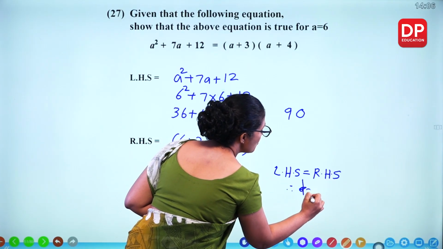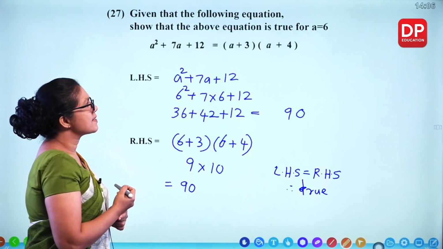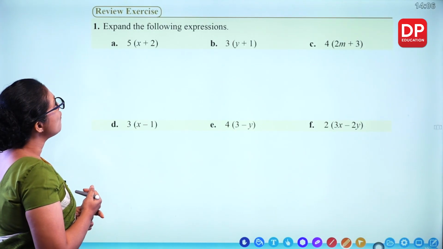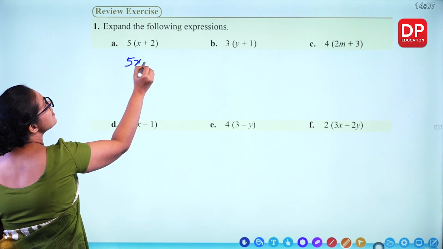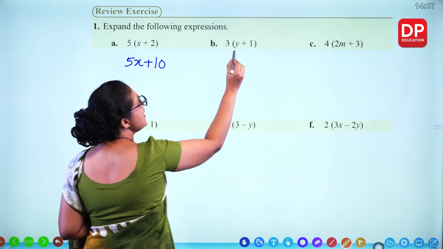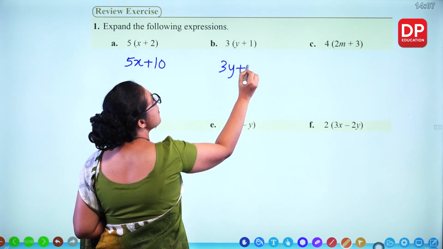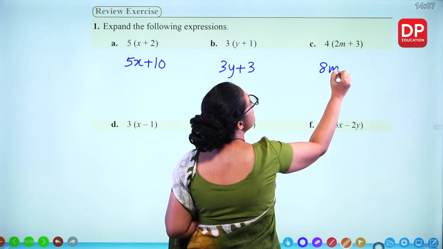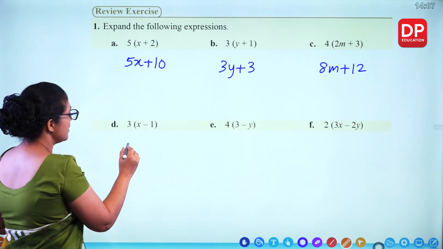True, we can write true for a equals 6. Review exercise. Expand the following expressions. 5x plus 10. Multiply each term with the outside number. 3y plus 3. 8m plus 12. This one.